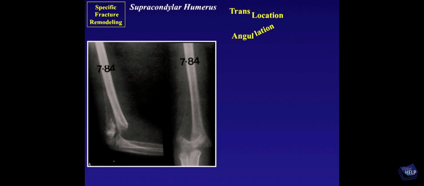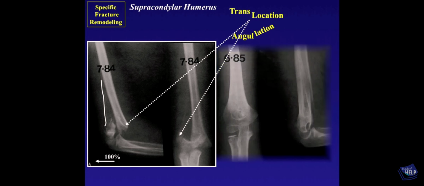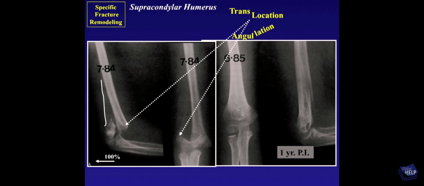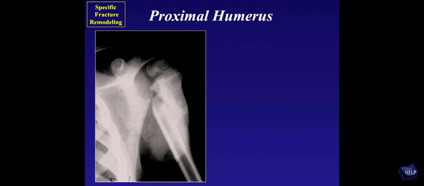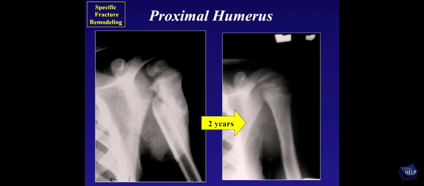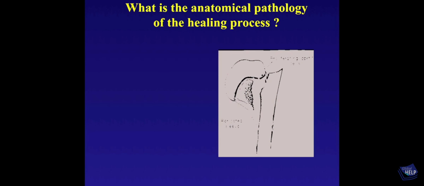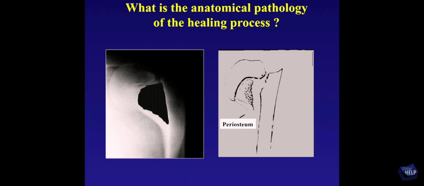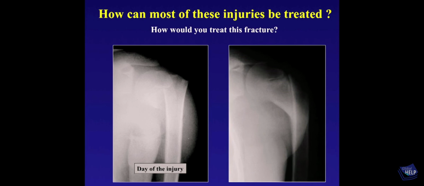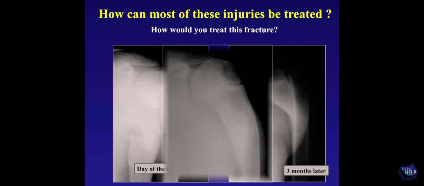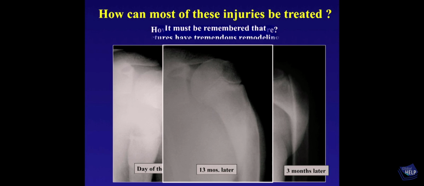So, remember translocation, as you can see here, will remodel. Notice how the translocation has remodeled, but the angulation, completely remodeled. Angulation only has limited remodeling. So you see this here, tremendous remodeling capacity. Now, here's another one, tremendous remodeling capacity. The periosteum guides that new bone formation. But if they don't have much growth left, this one has a lot of growth left, and this one ended up with a full range of motion.